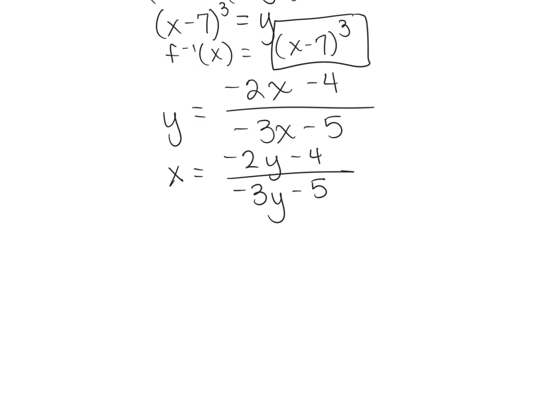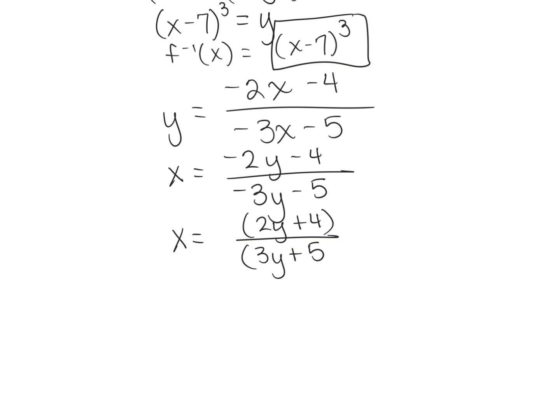And at this stage, sometimes we don't really notice this, but I'm going to pull it out right now so that it doesn't become an issue. Everything on the right-hand side is negative. So if I factor out a -1, I have 2y plus 4. And on the bottom, if I factor out a -1, I have 3y plus 5. And then those -1s will cancel out. And that way you're not fighting with the negative signs.